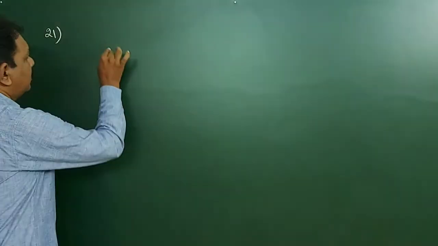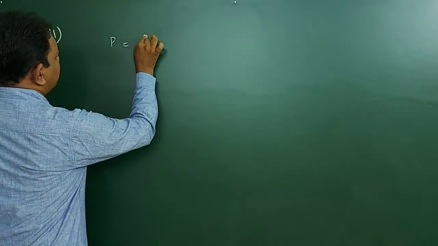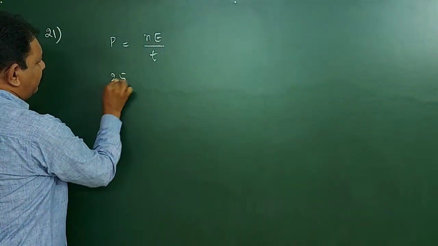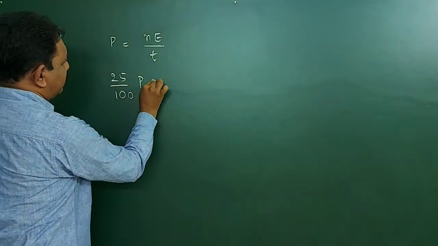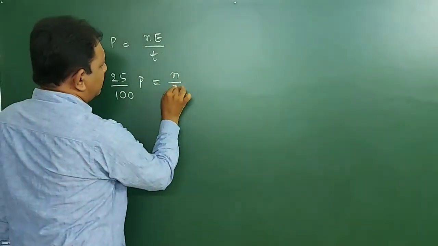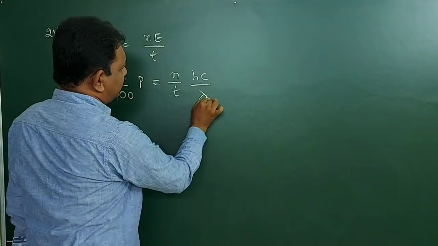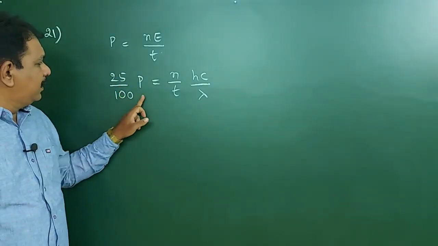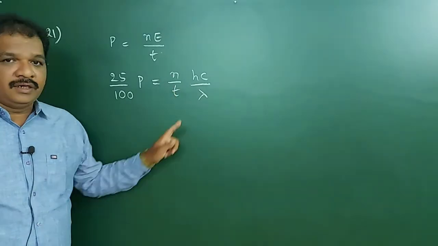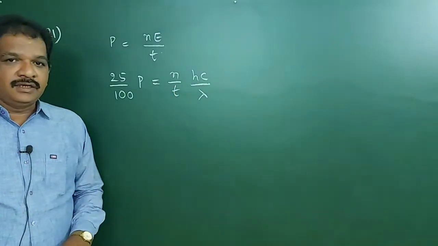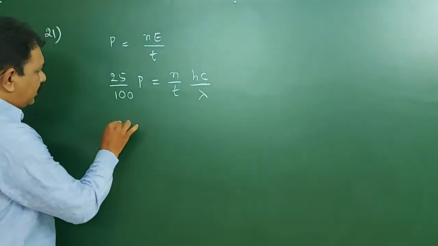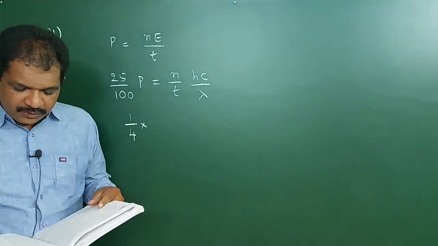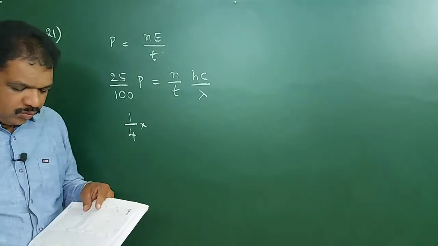So here P is equal to NE by T. Here 25% of its energy is only utilized to release the photons. So 25P by 100 is equal to N by T into hc by lambda. So 25 by 100 means 1 by 4. The power value they gave as 200 watt.